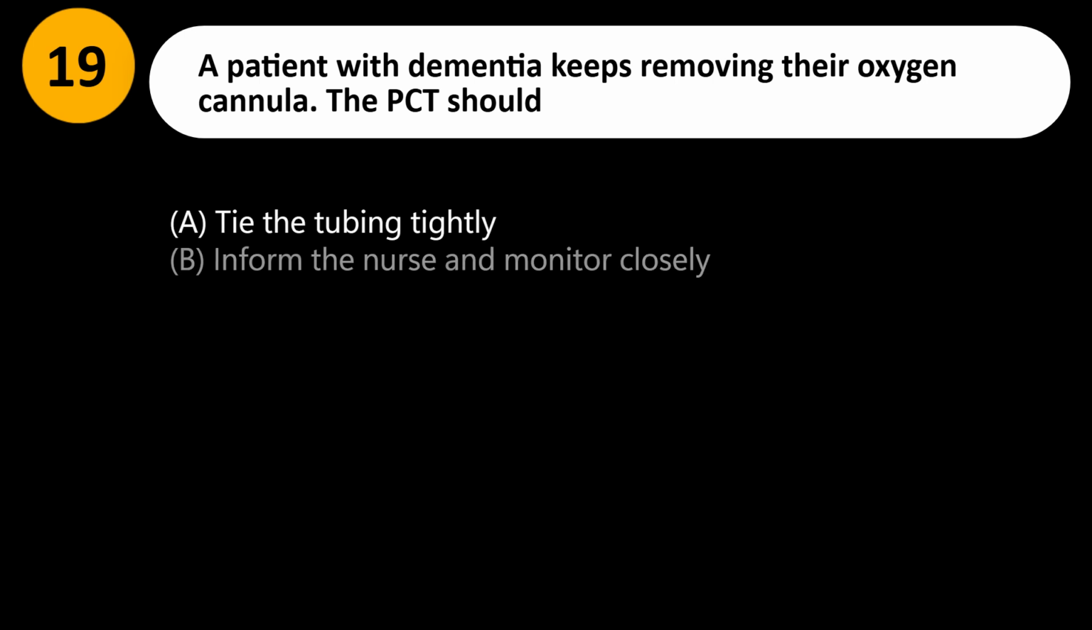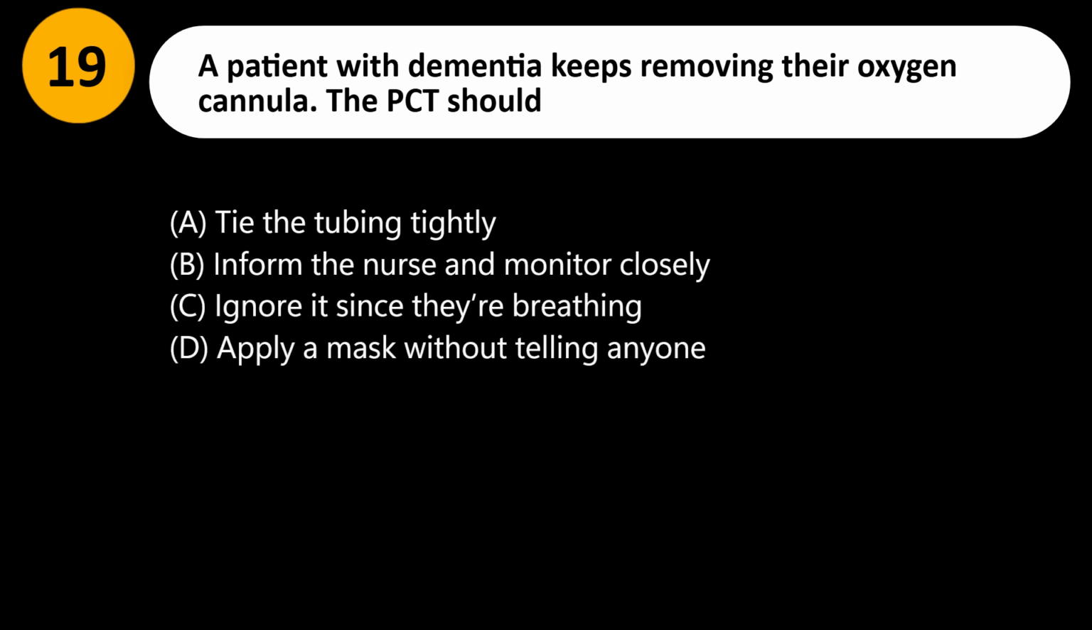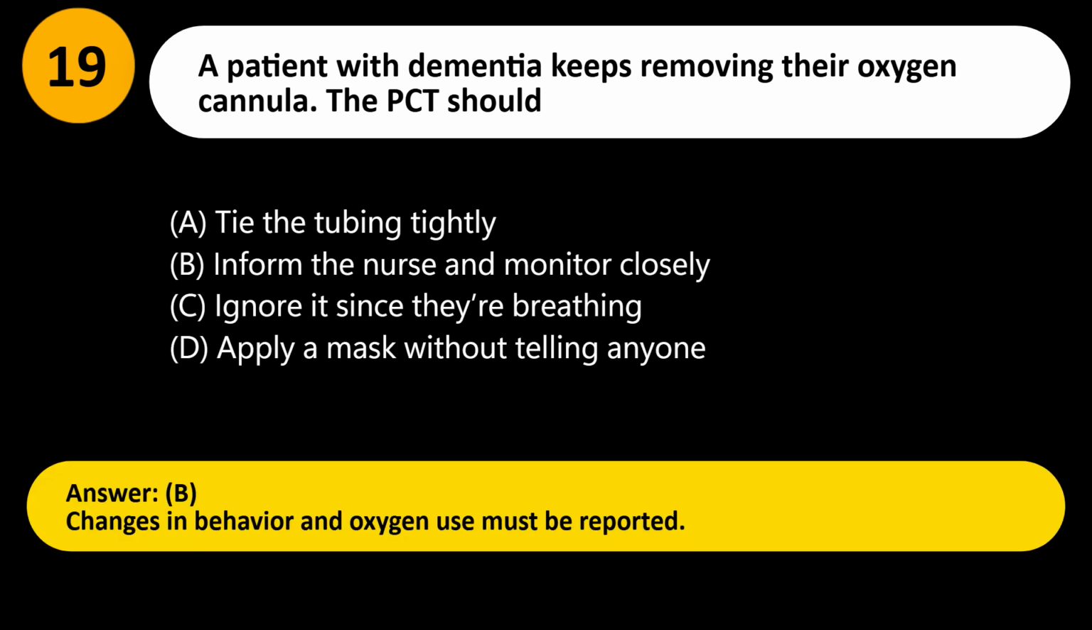A patient with dementia keeps removing their oxygen cannula. The PCT should: A. Tie the tubing tightly. B. Inform the nurse and monitor closely. C. Ignore it since they're breathing. D. Apply a mask without telling anyone. Answer, B. Changes in behavior and oxygen use must be reported.